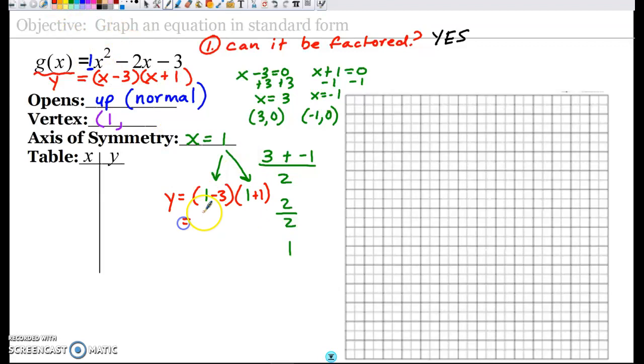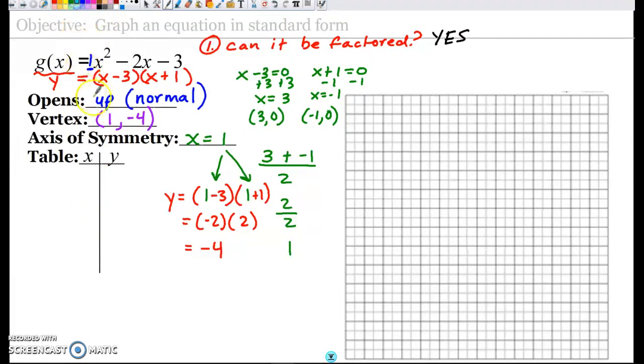Then I want to simplify. 1 minus 3 is negative 2. 1 plus 1 is 2. Negative 2 times positive 2 is negative 4. So when I put in 1, I get negative 4 out for y. So now I have my vertex. Step 4 is to make a table. Okay, we'll do that now.